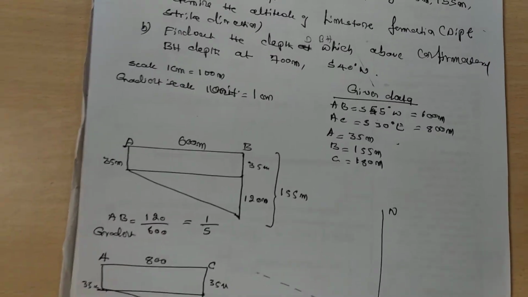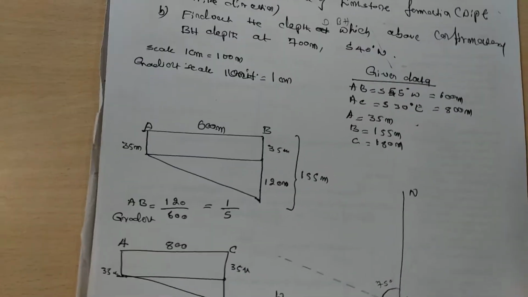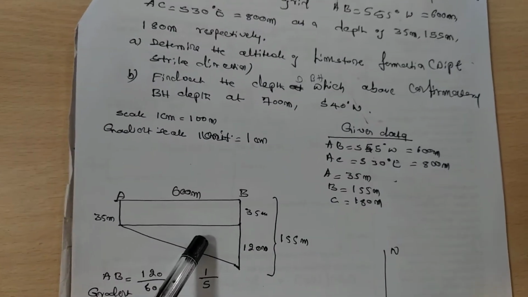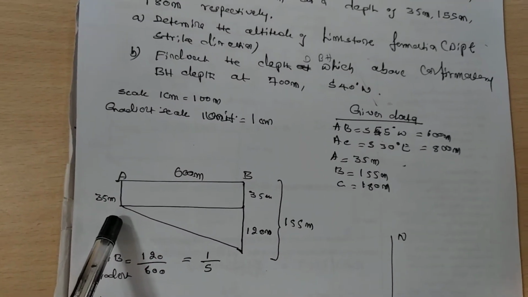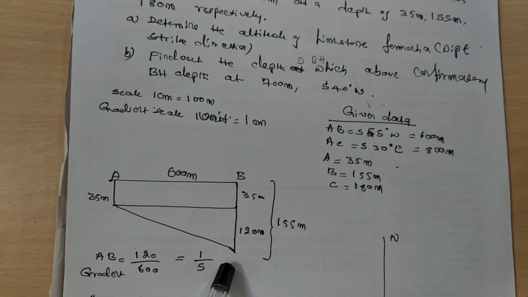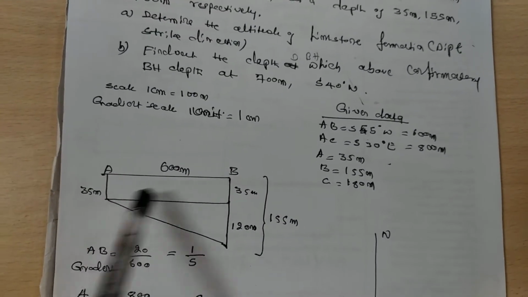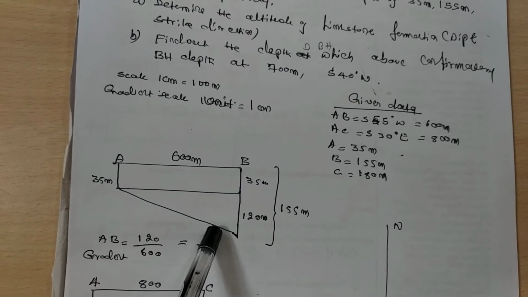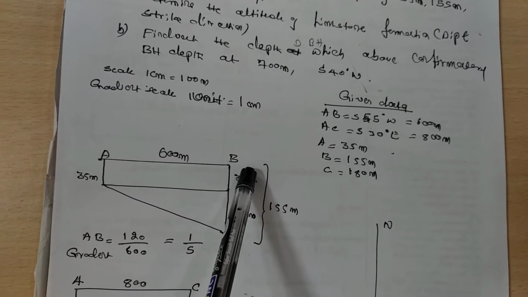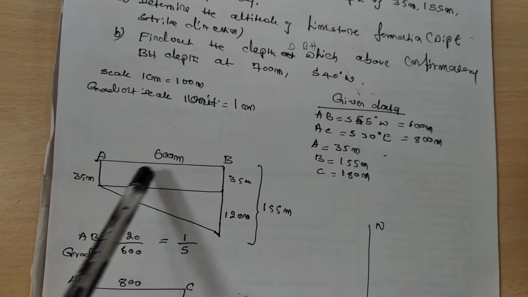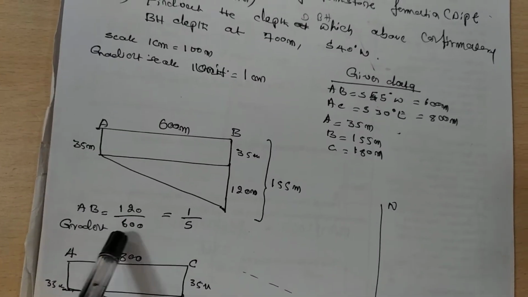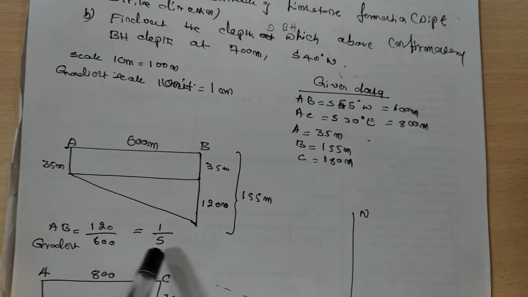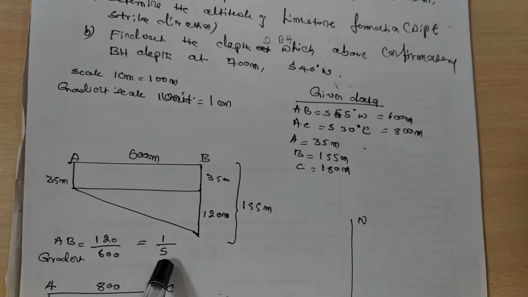Before going to the next step, we need to calculate the gradient of the boreholes. A borehole depth is 35 meters, B borehole depth is 155 meters. The common depth of these 2 boreholes is 35 meters, and the remaining is 120 meters. Between these 2 boreholes, the horizontal distance is 600 meters. So the AB gradient is 120 by 600, that's equal to 1 by 5, that means 1:5. This is the gradient of AB.